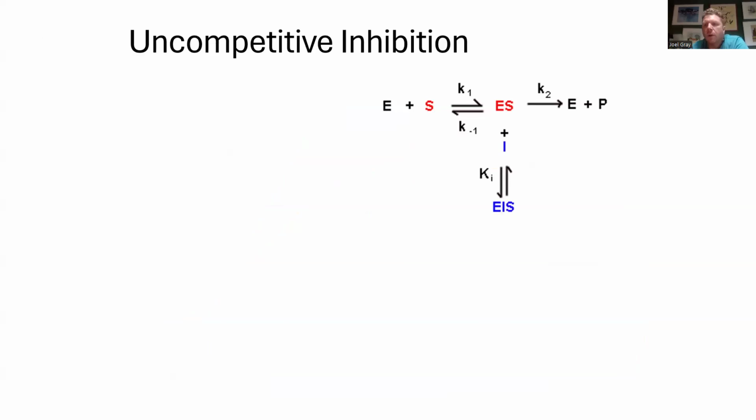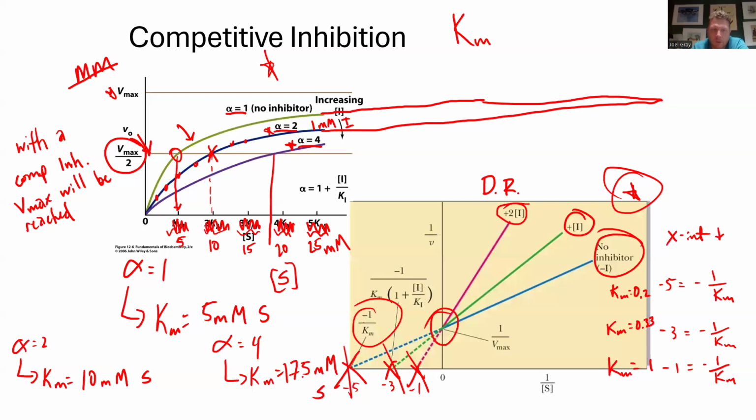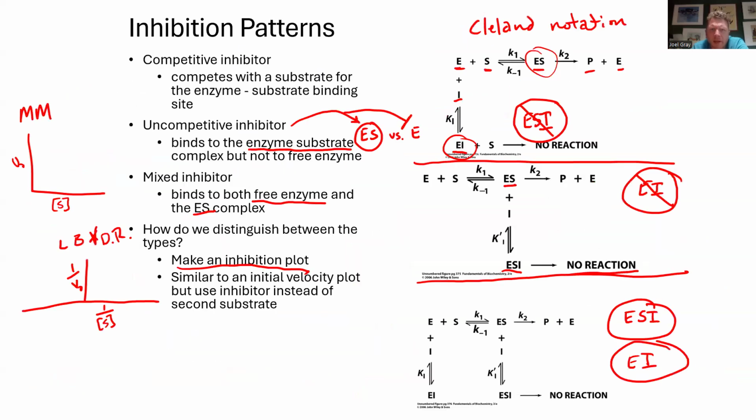Our next model for inhibition. Now let's bounce back for a second before we get to this, going back to this slide right here. Uncompetitive. An uncompetitive inhibitor binds to the enzyme substrate complex, but not to the free enzyme. So EI is not going to form. So what should we expect? The question is, what is done with that enzyme substrate complex?